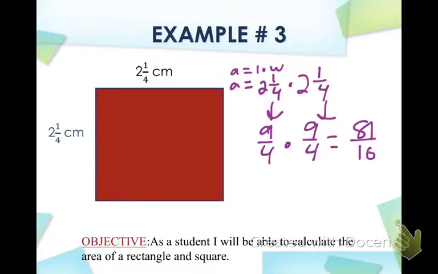Okay, and 81 over 16, well, that's going to be, let's see, 5. And 5 times 16 would be 80, so 5 and 1/16. And that's, ladies and gentlemen, what you should have, 5 and 1/16. However, we do need a label, and that should be centimeters squared. So we should have 5 and 1/16 centimeters squared. Ladies and gentlemen, use your calculator for these. We're practicing both of those things.